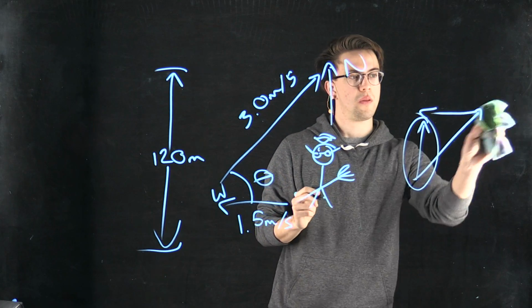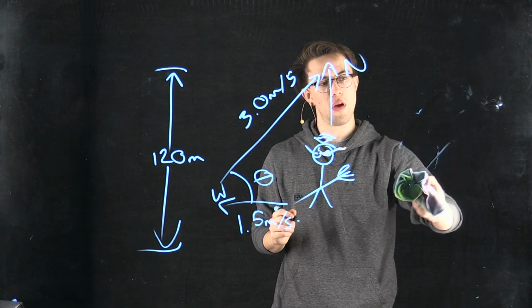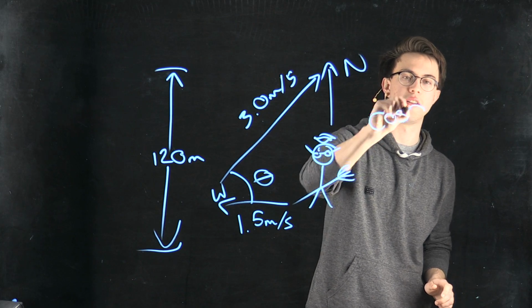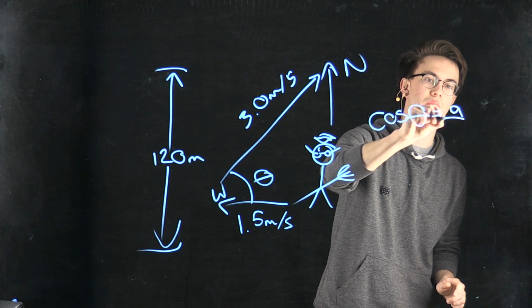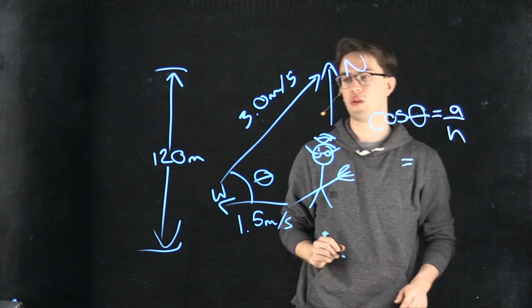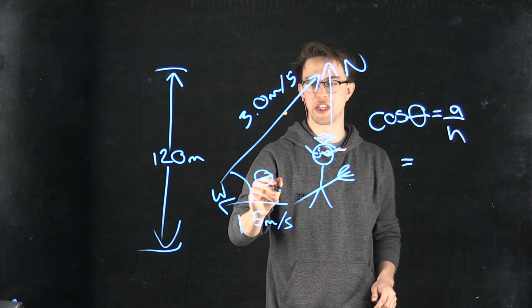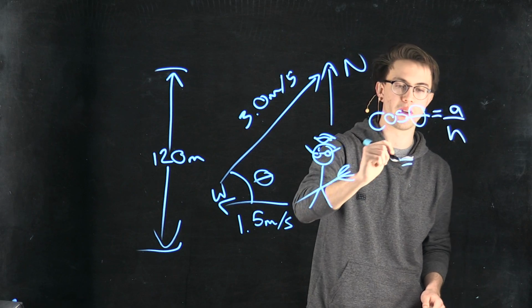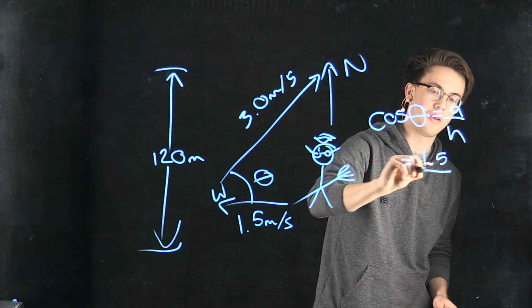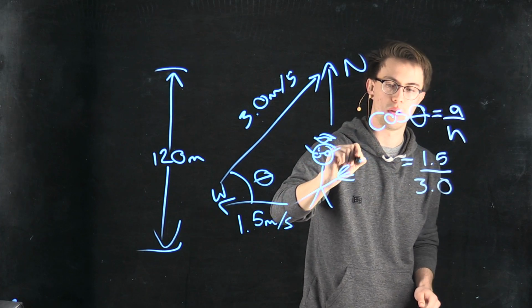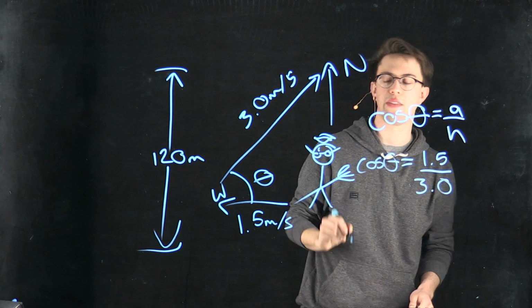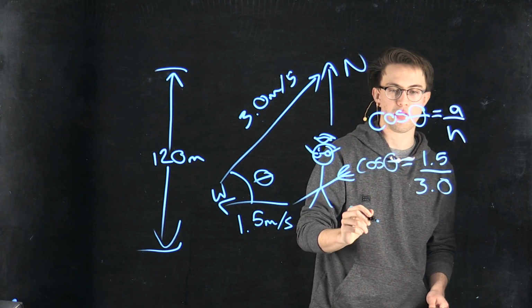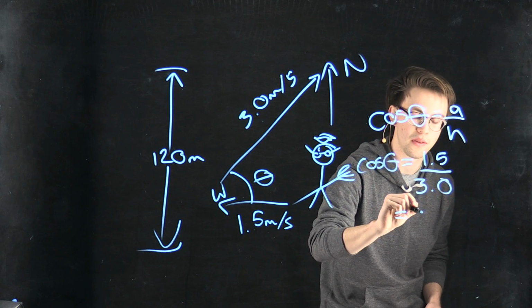So we want to use cosine because cosine is adjacent over hypotenuse, which in this case will give us our adjacent 1.5 meters per second over our hypotenuse 3.0 meters per second. Now in order to find the angle theta, we need to do the inverse cosine of 1.5 over 3, which is 1/2.